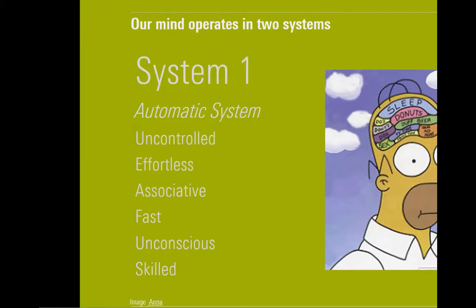If I throw a baseball at you unexpectedly, System 1 is going to kick in and put your hands up so you avoid getting hit in the face. And if I ask you what 2 plus 2 is, System 1 kicks in and just has you answer 4 right away. You don't have to actually calculate that.